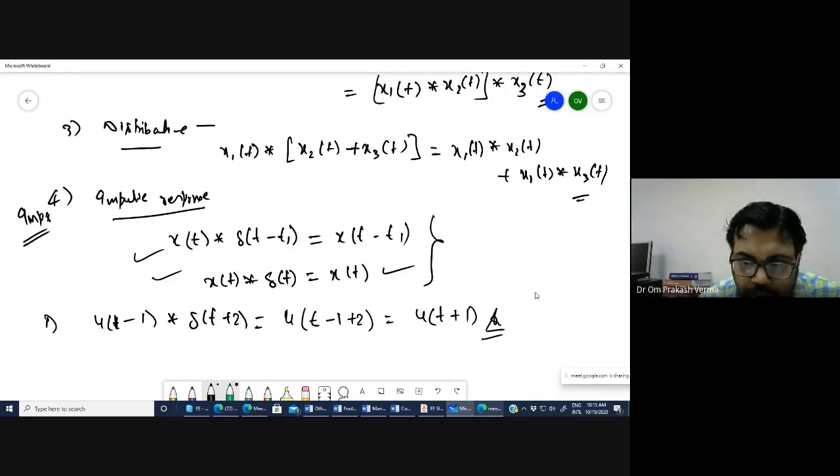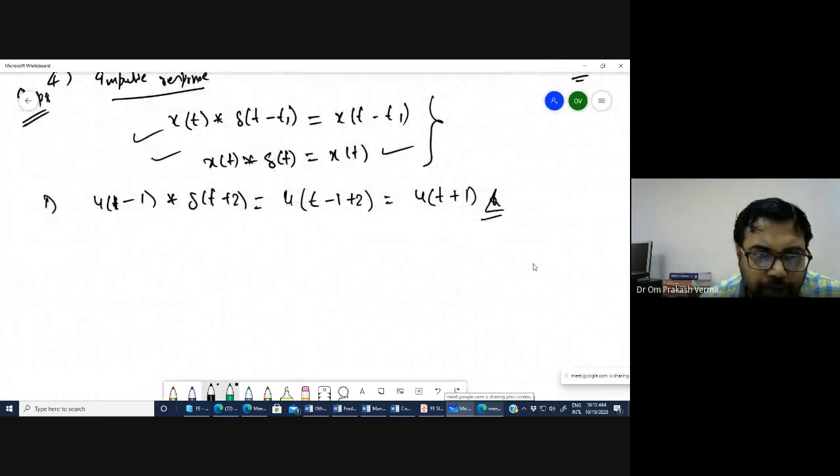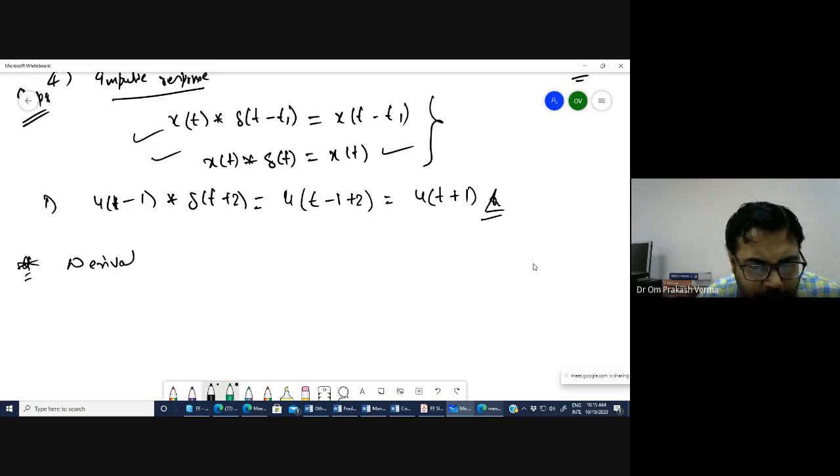Okay. So it is very important. Always remember. Okay. Next property is the derivative property. So you know y(t) is equal to x1(t) convolution with x2(t), as we know.